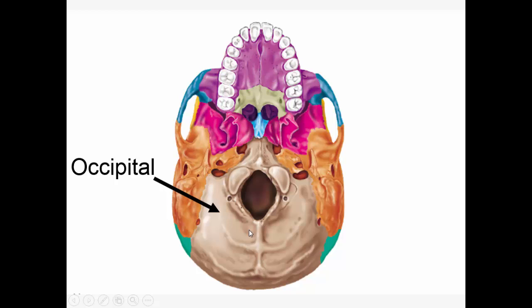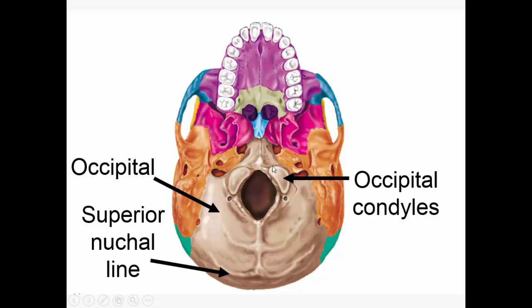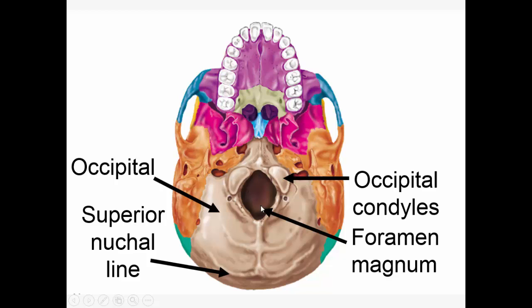Looking at the occipital bone, the landmarks here, we have the superior nuchal line. This is where some of your neck muscles attach. The occipital condyles, these are the smooth processes that will articulate with the first vertebra. And this large opening is called the foramen magnum. This is where the spinal cord leaves the brain.